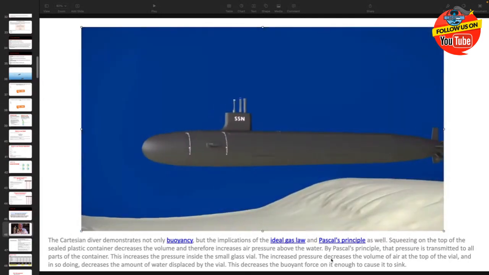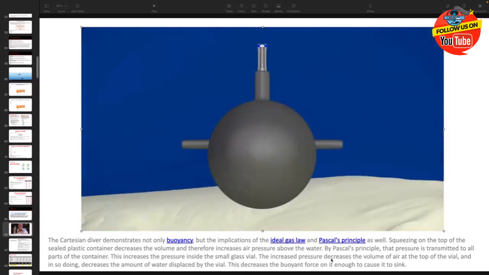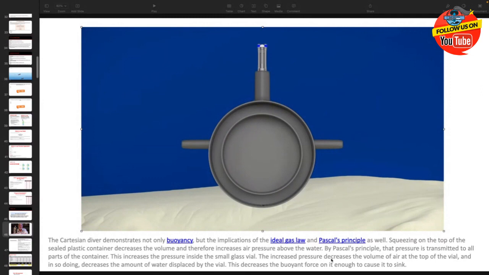In submarines, the ballast tanks are used to increase or decrease the mass while the volume is held constant, just as we have seen with the Cartesian diver. Pumping enough water into the ballast tanks can cause sinking, and pumping enough water out of these tanks can cause rising.